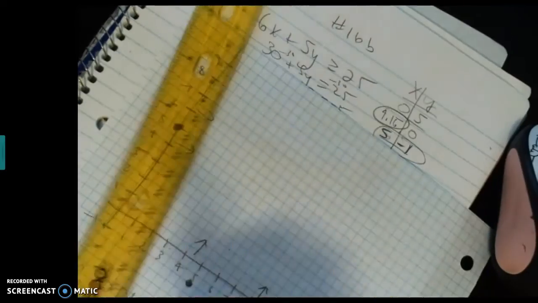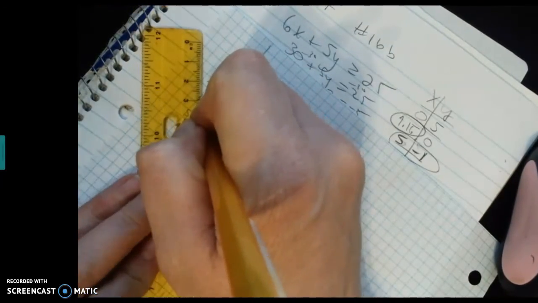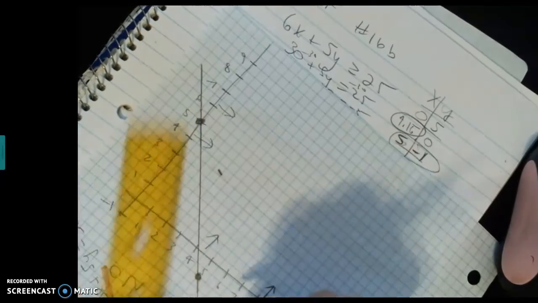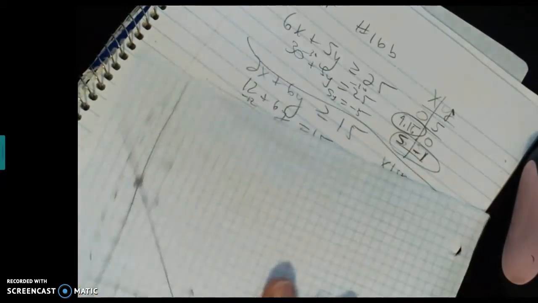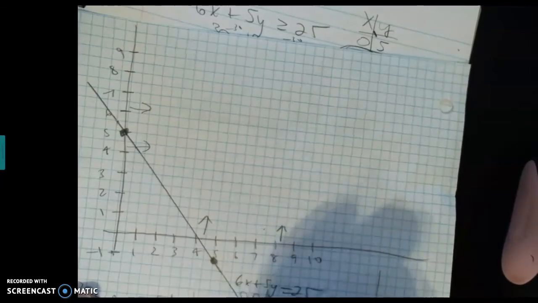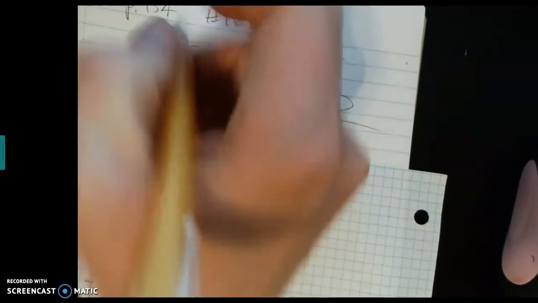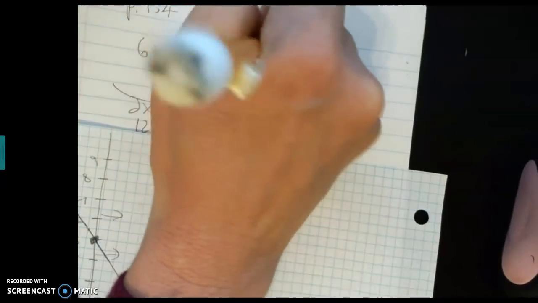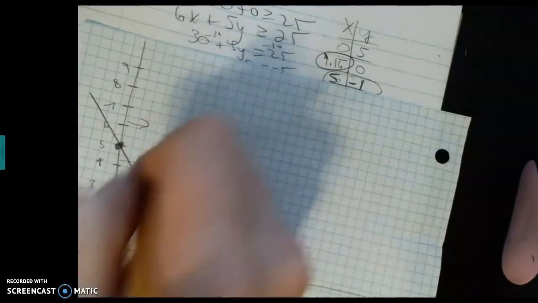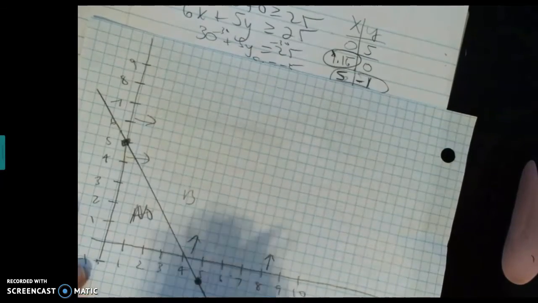So I'm going to do this. All right, and that is my 6x plus 5y equals 25. Test 0, 0. 0 plus 0 is false, right? 0 plus 0 is not greater than 25. So again, if this is A and this is B, I know that A is a no. Everything's going to be out here. B is my yes. Okay, so this is a no.